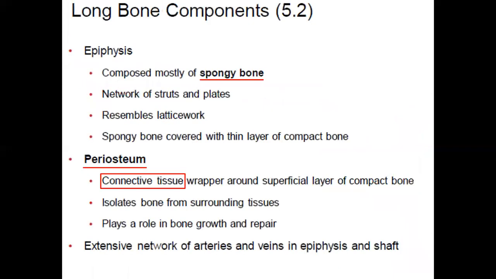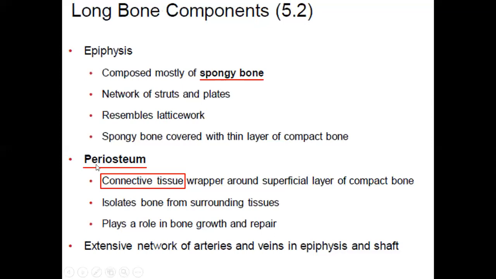In the epiphysis, you can find mostly what's called spongy bone. Spongy bone is nicknamed spongy bone because it looks like a sponge. It has a network of struts and plates that almost looks like a really thick spider web or lattice work. And spongy bone is always covered with a thin layer of the other type of bone tissue called compact bone. So spongy bone you can find in the epiphyses of long bones, surrounded by a layer of compact bone, which is really thick and dense bone. The kind of bone we usually think of when we think of bone is compact bone. So these are two types of bone tissue, spongy bone and compact bone.